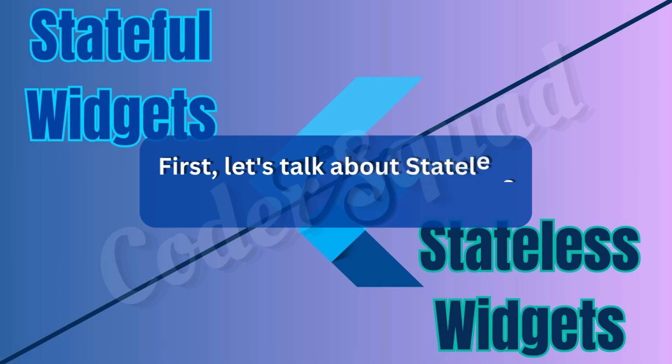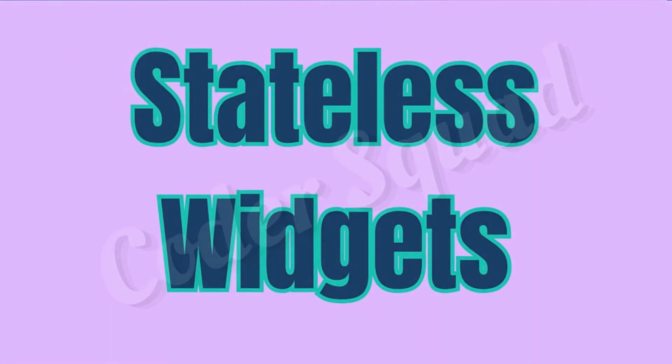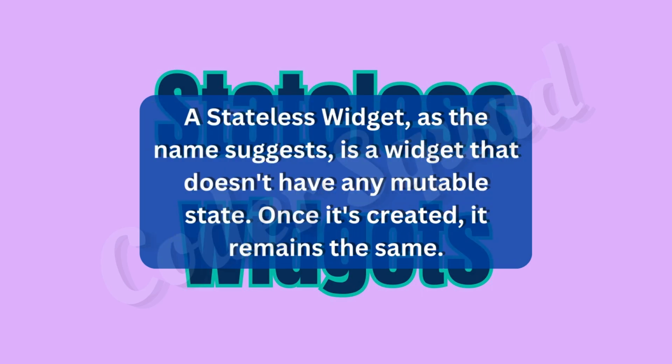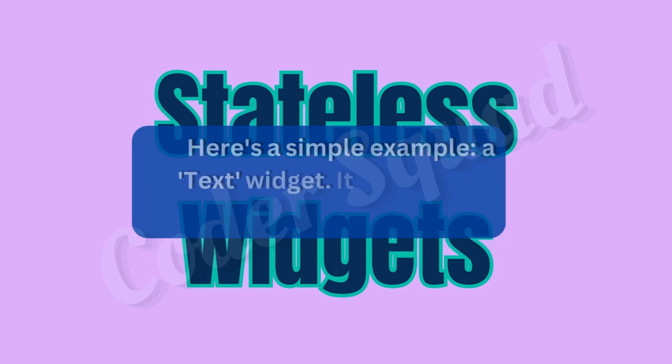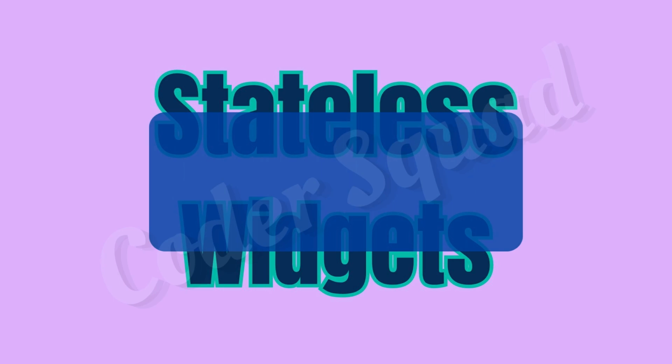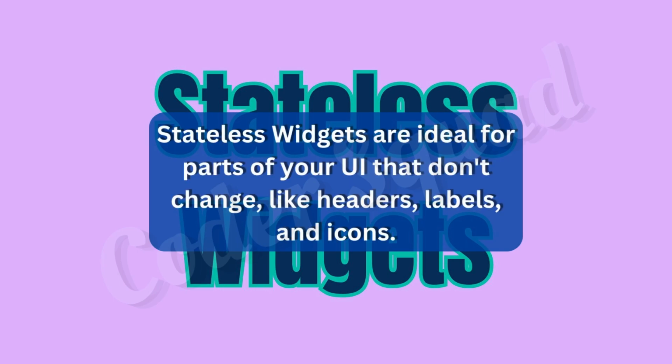First, let's talk about stateless widgets. A stateless widget, as the name suggests, is a widget that doesn't have any mutable state. Once it's created, it remains the same. Here's a simple example: a text widget. It displays a static text, like a label or title. Stateless widgets are ideal for parts of your UI that don't change, like headers, labels, and icons.